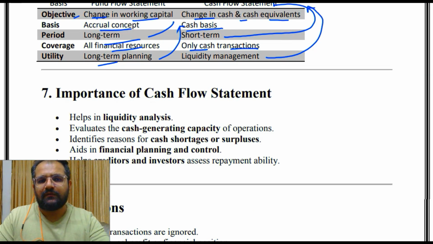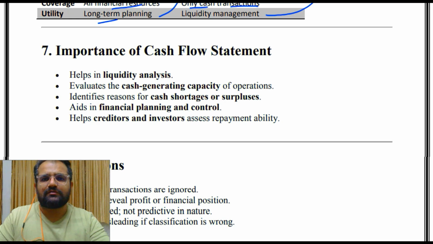Directly questions can come asking the difference between the two, because such questions were there before as well.